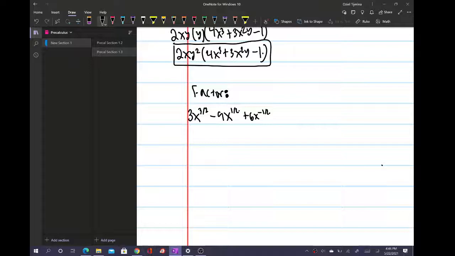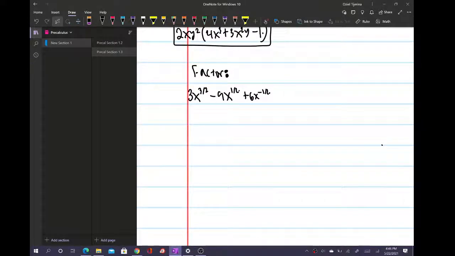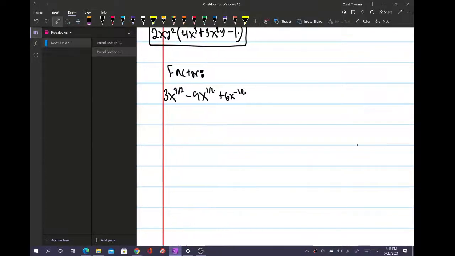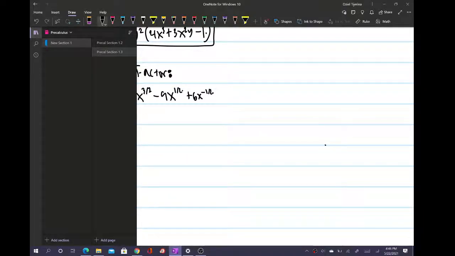Okay, so this one is very interesting. Now, I do believe that you can use the radical form, but at the same time, we also have to understand how to factor out a fractional exponent when we're given an expression with a fractional exponent.